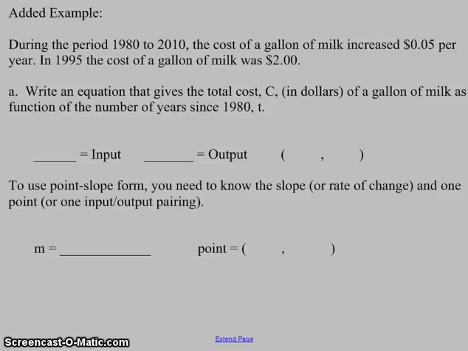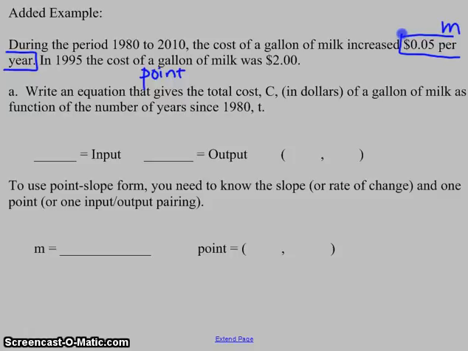In story problems, figure out, did you get a point and slope, or did you get 2 points? But we're going to work in point slope form. Now, during the period 1980 to 2010, the cost of a gallon of milk increased 5 cents per year. I see that 5 cents per year, and I know this is my slope. In 1995, the cost of a gallon of milk was $2. That looks like a point to me.